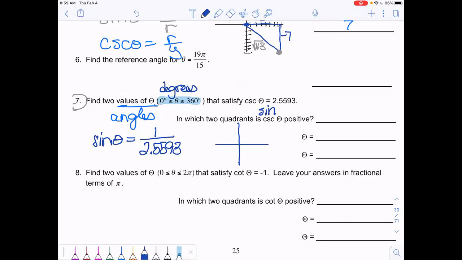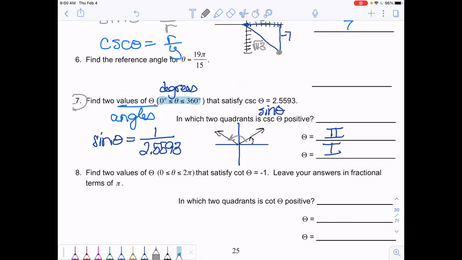Evan, do you know when is sine positive and what quadrants? It is the second. I agree with the second. The first, yeah, everyone's positive in the first quadrant. So that means that we need to find an angle in the first quadrant and an angle in the second quadrant. So we're trying to find the angle. But this number is a decimal. 1 over 2.5593 is some decimal. So it's not going to be a number on the unit circle that we have memorized, like pi over 3, pi over 6, or 30, 60, 90, because that's a crazy decimal value.